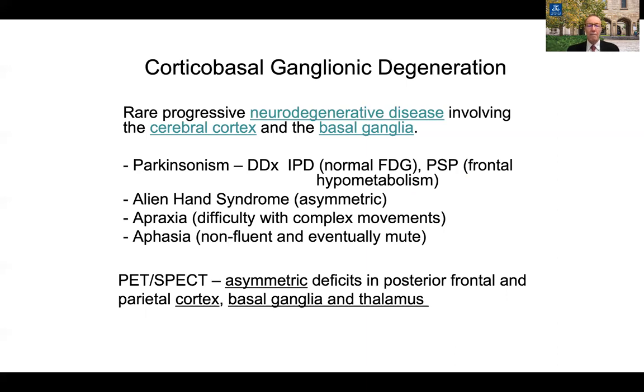doing things. They have apraxia, so difficulty with complex tasks, such as putting a key in a lock, even though the strength of the arm is normal. And they develop aphasia, non-fluent and eventually mute. So again, there's clinical overlap features with frontotemporal dementia, just like with the pathology. So it's not surprising we can get some overlap features on FDG PET as well. The typical finding is asymmetric deficits in posterior frontal and parietal cortex and in the basal ganglia and thalamus, as we've seen in this case.